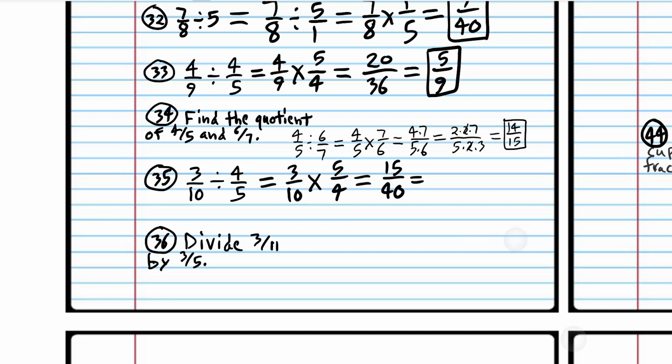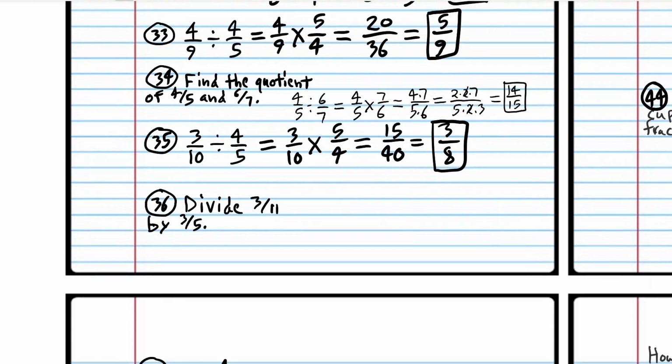Now I know if I divide 15 by 5, I get 3. And if I divide 40 by 5, I get 8, because I know my multiplication facts. 15 divided by 5 is 3. 40 divided by 5 is 8. So again, if you got to this point, you did it correctly. You just didn't reduce to lowest terms.